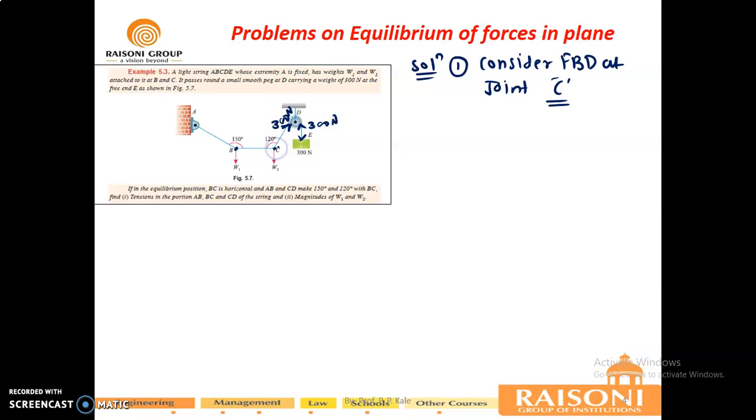So considering the point C as a joint, you will come to know that you have the inclination of forces, and one force is known to you, that is 300 Newton. This will be unknown, that we have to find. Since it is a tension, it will be away from the C joint, so tension in BC, and this will be your W2. Now there is a need to find out the inclination.